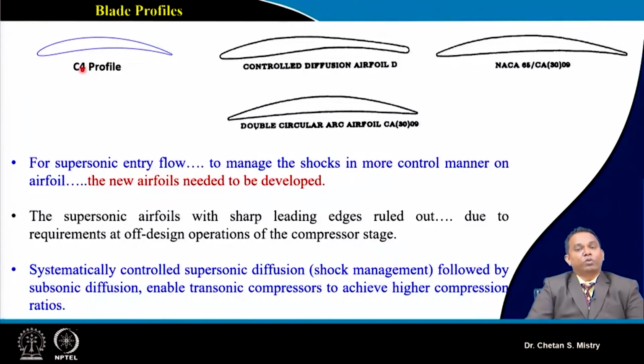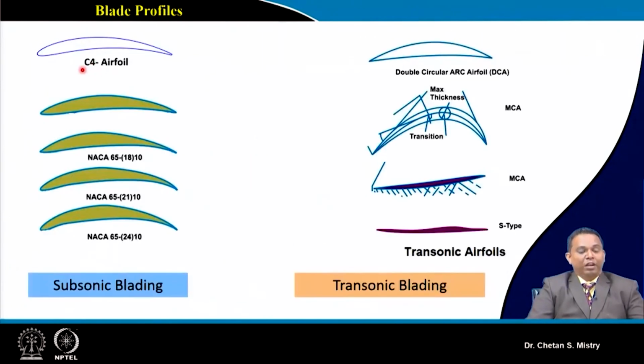Now how my flow behaves in the blade passage is very important. So control of supersonic diffusion, followed by subsonic diffusion, needs to be addressed. So we can say the aerofoils we have for the subsonic configuration will not be helpful for the supersonic flow configuration, and that demands the development of a new kind of aerofoils.